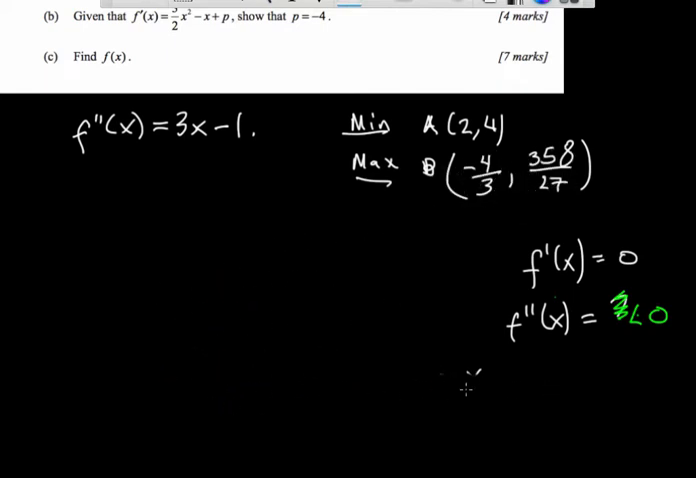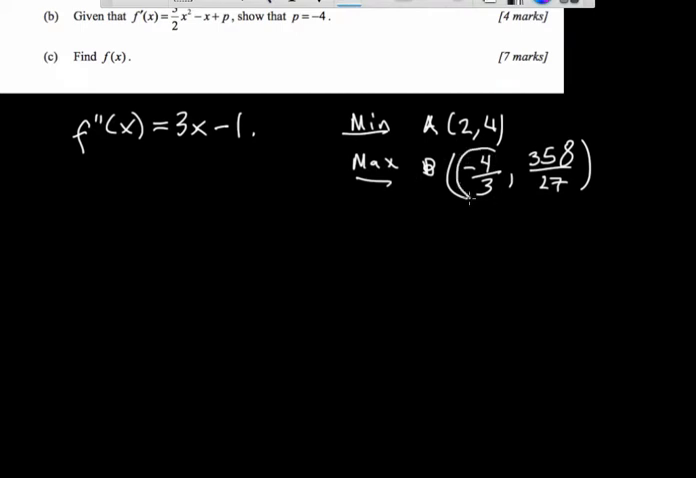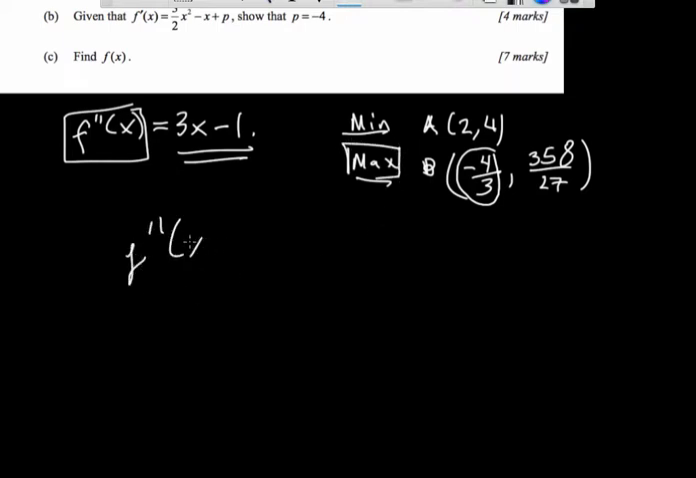a maximum. In order to prove that that's a maximum, all we need to do is put the value of x, forget about the value of y for now, into the expression for the second derivative, and since we want to prove it's a maximum, we need to show that the answer is negative. If the value is negative, we show that it's a maximum.